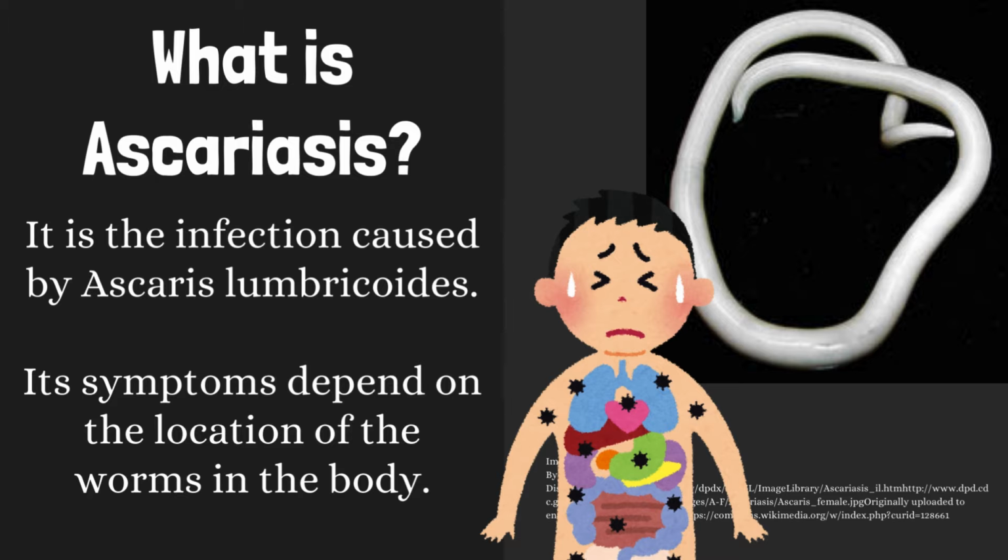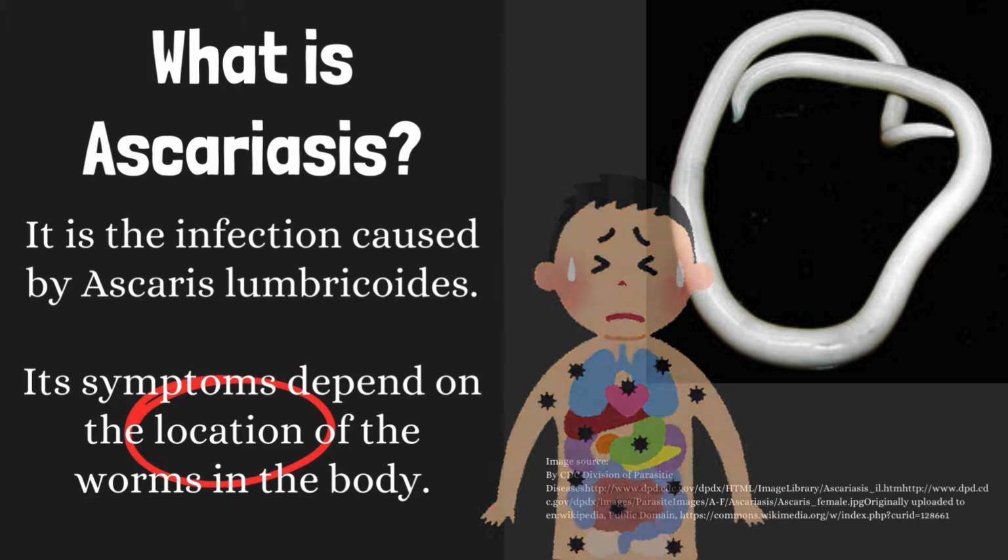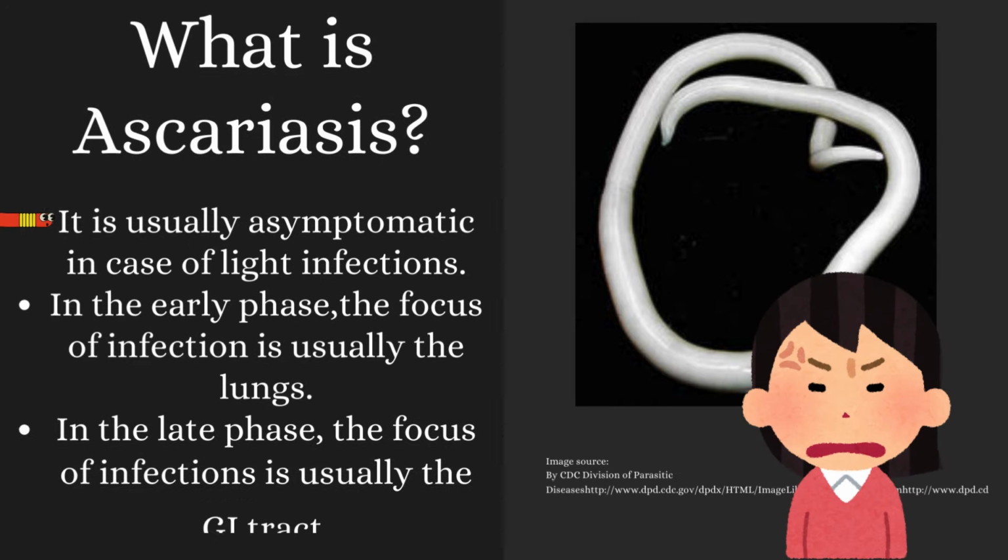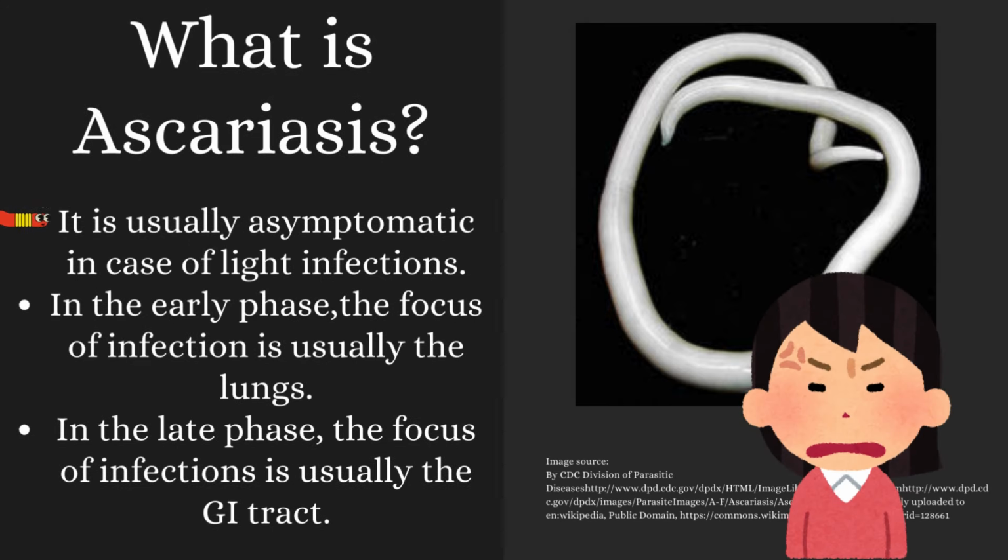Its symptoms depend on the location of the worms in the body. It is usually asymptomatic in case of light infections. In the early phase, the focus of infection is usually the lungs. In the late phase, the focus of infection is usually the GI tract.